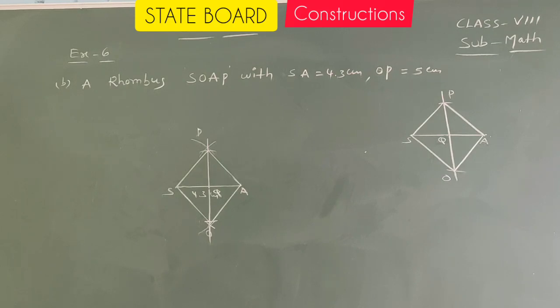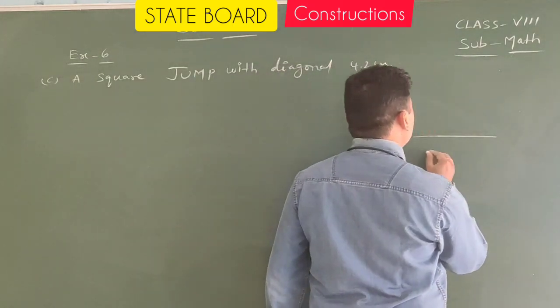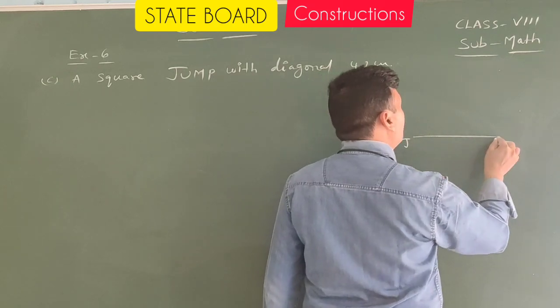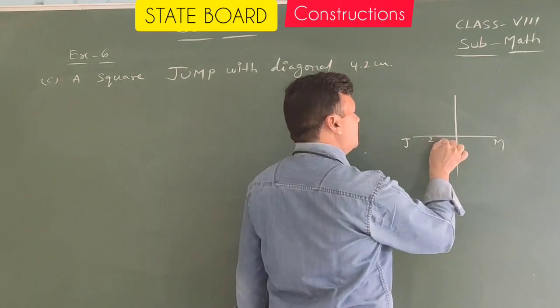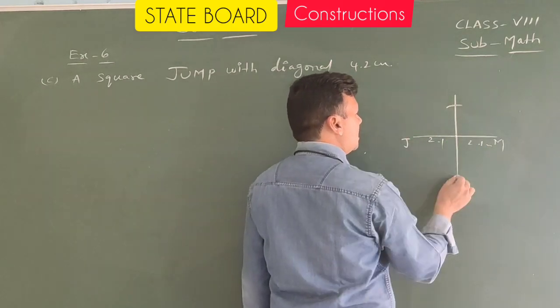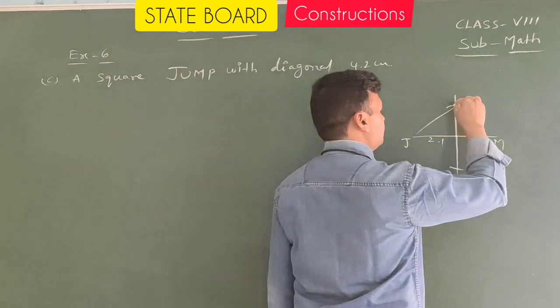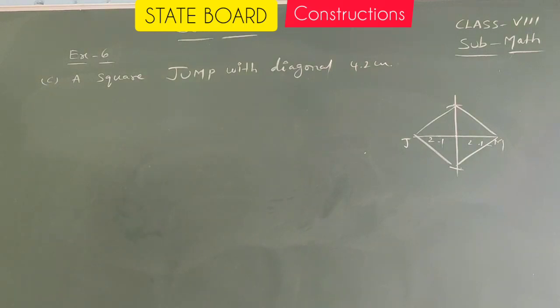Next, from the same exercise, a square ZOOM with diagonal 4.2 centimeters. Here, first of all, we need to draw the diagonal ZM. Draw the perpendicular bisector of it. Then here you will get 2.1 centimeters. With the same 2.1, we need to draw arcs above and below. Now join. And the required square will come.